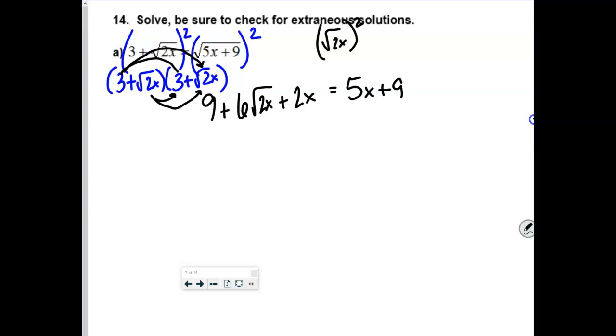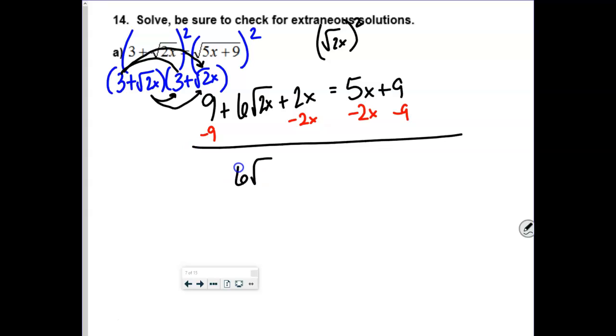So it's not the worst question we've seen, but I do have bad news for you. You still have a radical, so we're going to have to square again, but not yet. We're going to isolate that radical first. So subtract the 2x over, and then this is kind of nice. You subtract the 9 over, and the 9s are gone.